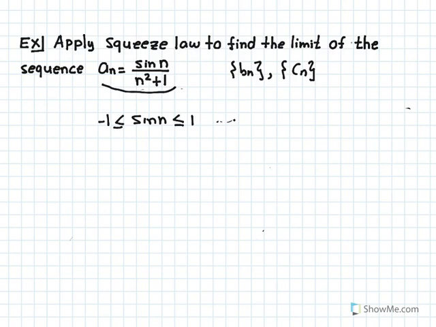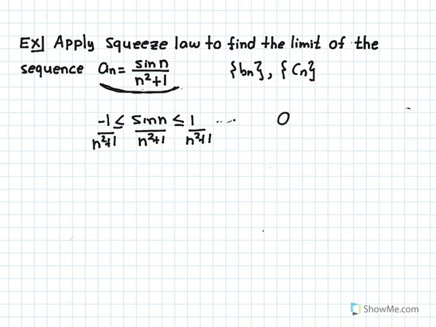Now let's divide by n squared plus 1. Why do we do that? The reason is because we can create an equals sine n divided by n squared plus 1, and we can use the squeeze law to find its limit. So divide everything by n squared plus 1, the right-hand side, the left-hand side. There it is.